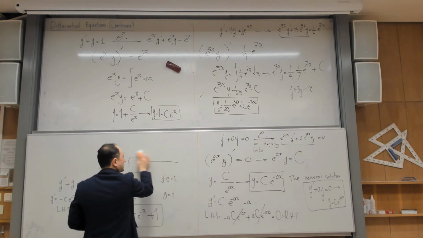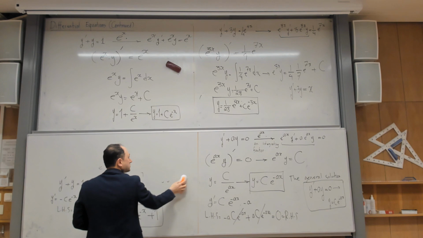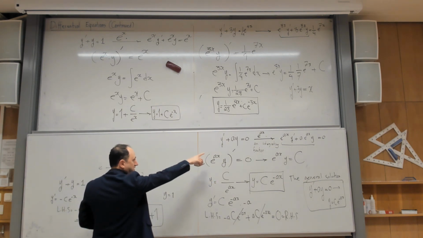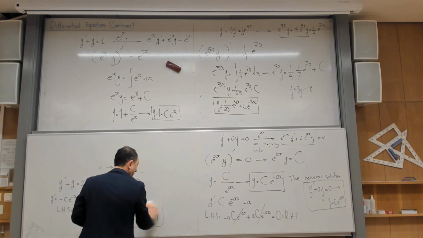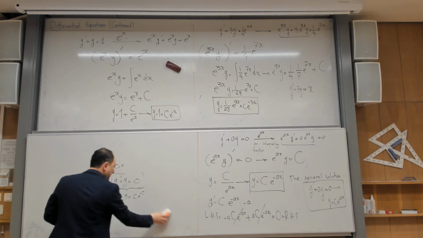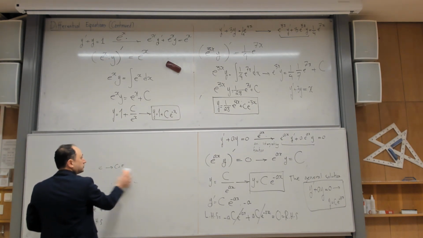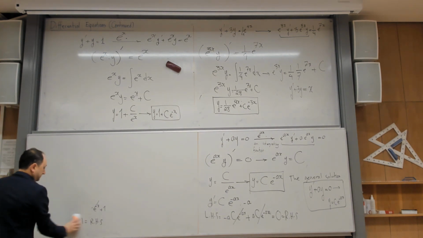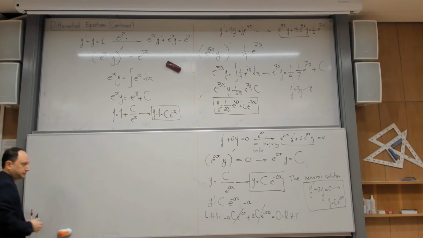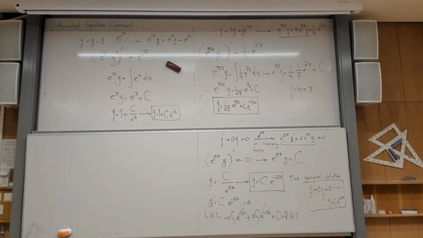But here, let us see why this becomes harder. Even though you might expect that this should be at least at the same level or even simpler, because x is a simpler function than 1 over 2 e to the power of 3x. Okay. So let us just do that.